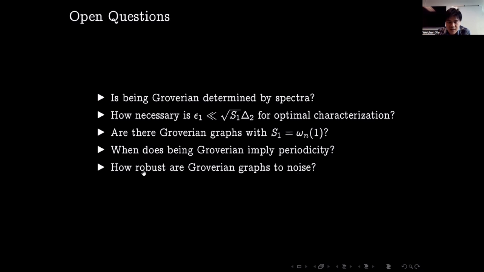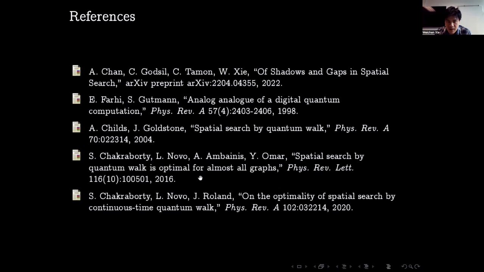And the last is, of course, if we want to do the implementation in real settings, we want to know how robust covariant graphs are to noise. That is all of my presentation, and thanks for attending. Thank you.